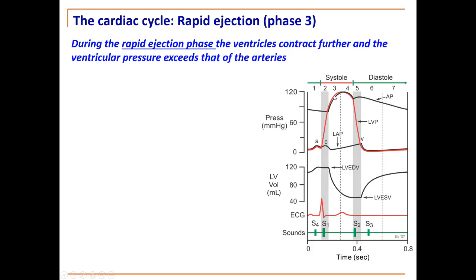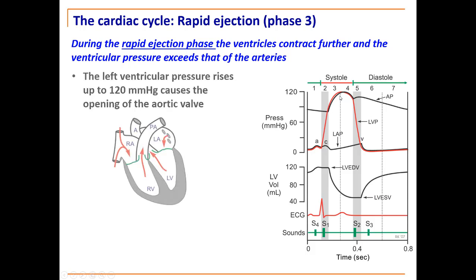You can see this in the image, looking at the red up at the top here in phase 3. The left ventricular pressure is now greater than that of the aortic pressure. So the left ventricular pressure has risen up to 120 millimeters of mercury, and that causes opening of the aortic valves. The aortic valve has now opened, which is going to allow blood to pass into the aorta. And likewise on the right side, of course, the pulmonary valve has now opened as well.